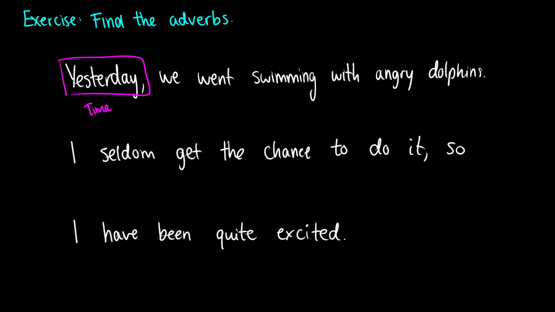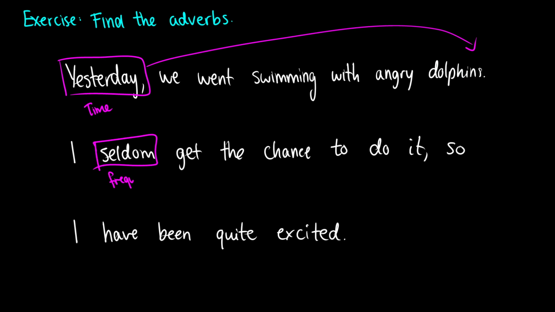Okay, and we can check. So we could move it to the end of a sentence. We could say, we went swimming with angry dolphins yesterday. That would be fine. Okay, next sentence. I seldom get the chance to do it. Okay, seldom. This is an adverb of frequency. So this tells us how often. And we could move this to the beginning of the sentence. Seldom I get the chance to do it.